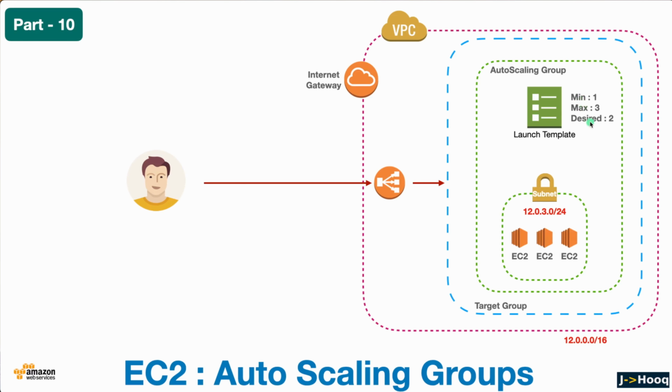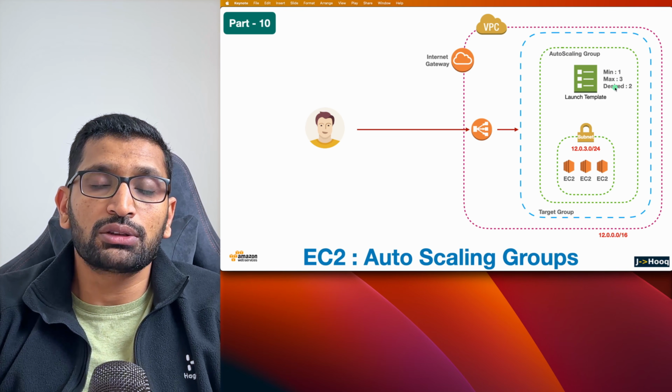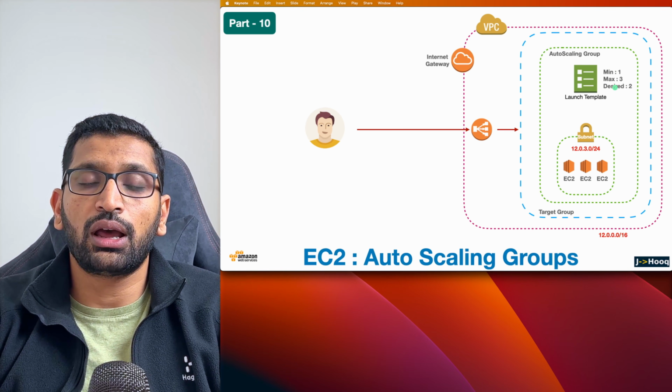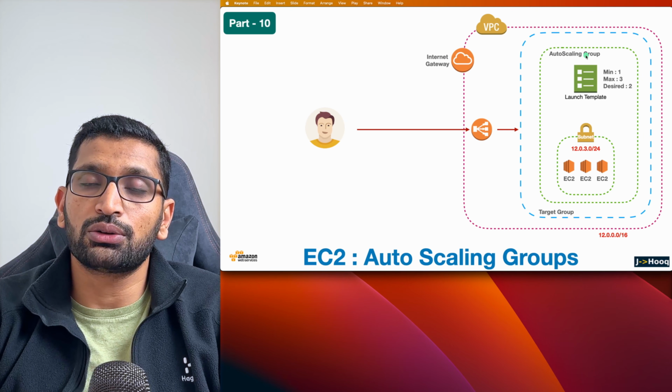But the min, max and desired numbers are not part of a launch template; they are part of the auto scaling group. So what happens is the auto scaling group reads the launch template. It knows what kind of EC2 instance it needs to create and how many EC2 instances it needs to create. For that purpose, it will read these parameters, that is min, max and desired. All right, so let's get back to our AWS console and continue with our auto scaling group.